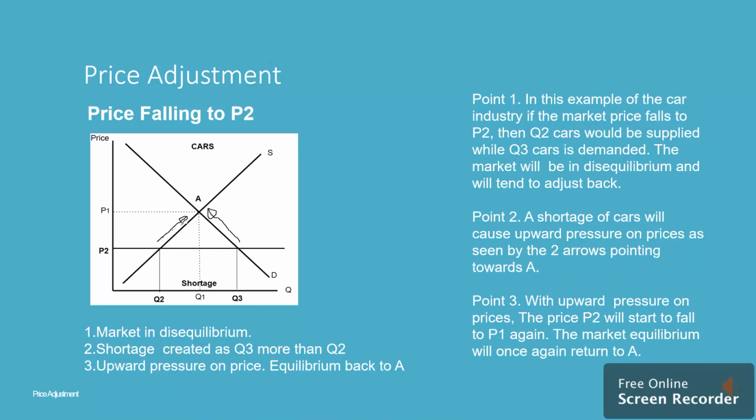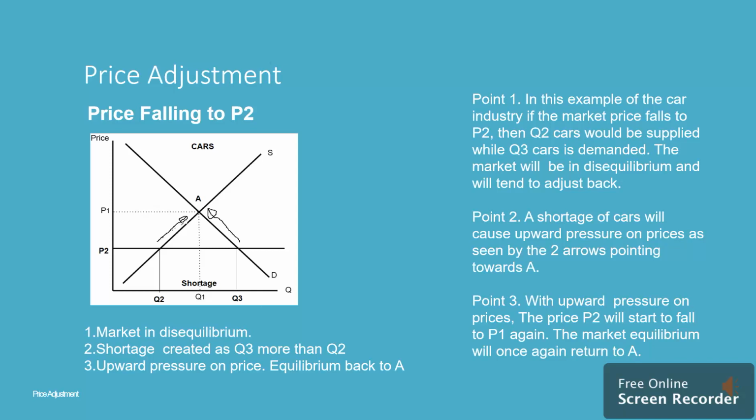In this example of the car industry, if the market price falls to P2, then Q2 cars would be supplied while Q3 cars will be demanded and there will be a shortage of cars. The market will be in disequilibrium and will tend to adjust back.